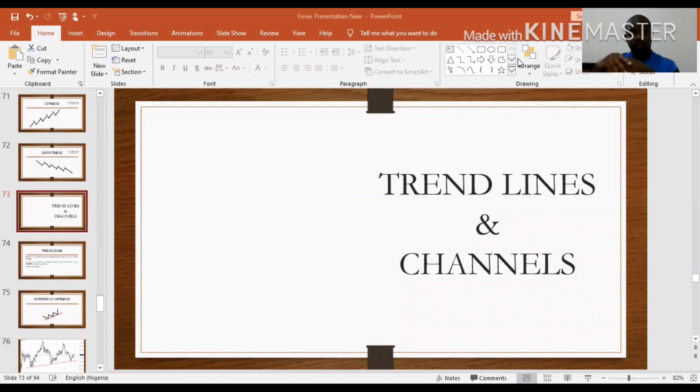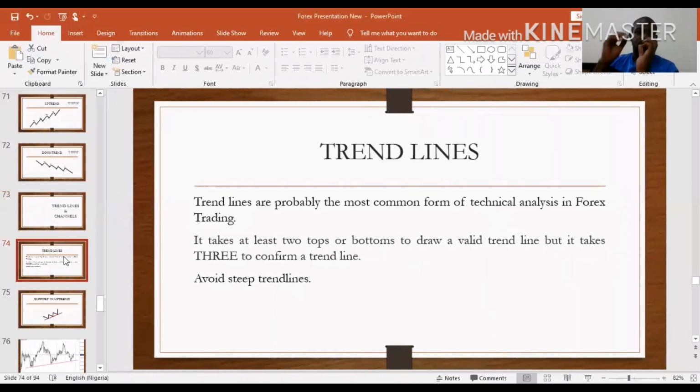In today's series of discussion, we'll be talking about trend lines and channels. What are trend lines and what are channels? For the sake of time, we'll be delving into trend lines alone. In the next video, I'm going to talk about channels. So today we'll talk about trend lines. So what are trend lines?